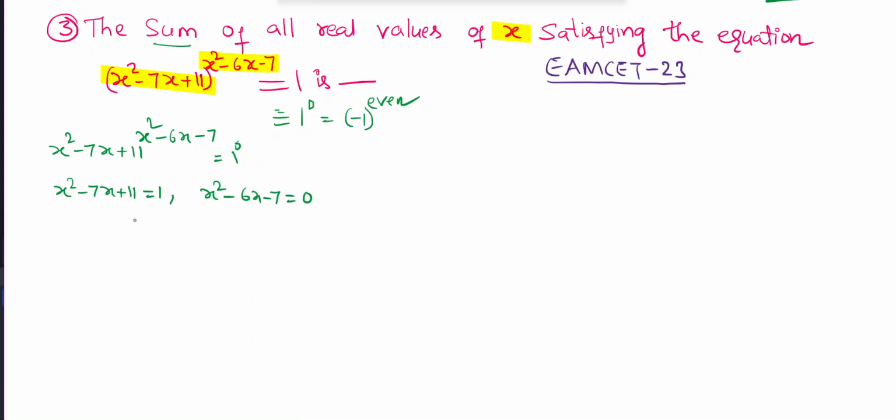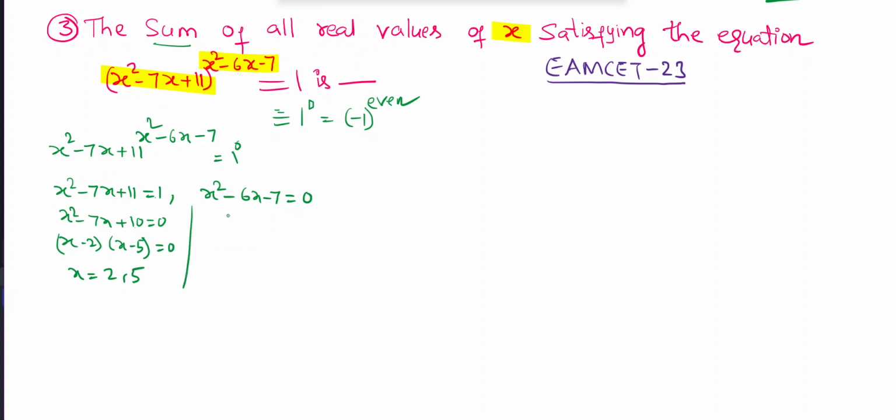So x square minus 7x plus 11 is equal to 1, which is written as x square minus 7x, here 11 minus 1 is 10, is equal to 0. Factors for 10 is 2 into 5. This is x minus 2 into x minus 5 is equal to 0. From this, x is equal to 2 comma 5.